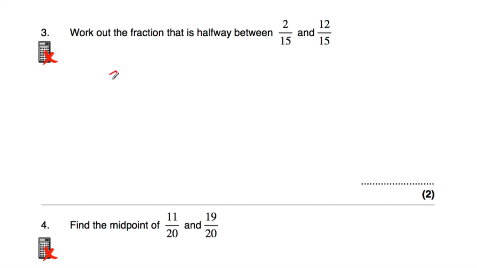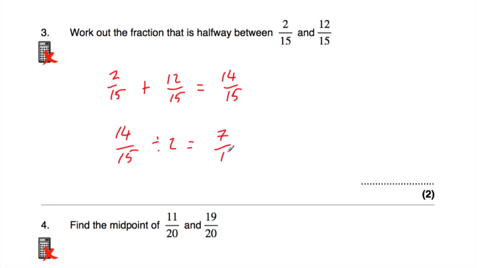So let's do that. So 2/15 plus 12/15. Well, what's great here is they've got the same denominator. So 2/15 plus 12/15 would be 14/15. And now we just need to divide by 2. So if we had 14/15 and we divide by 2, well, half of 14/15 would be 7/15. So the answer would be 7/15, and that's it.